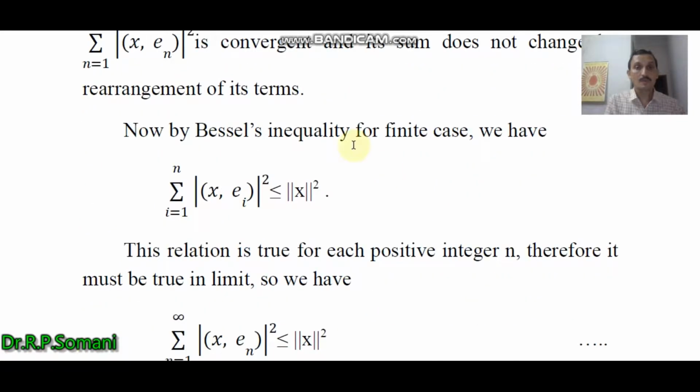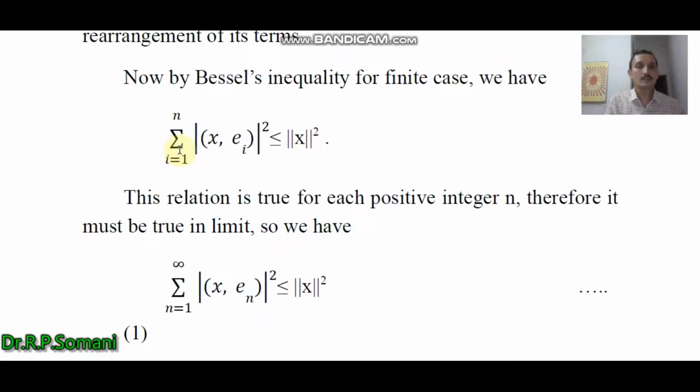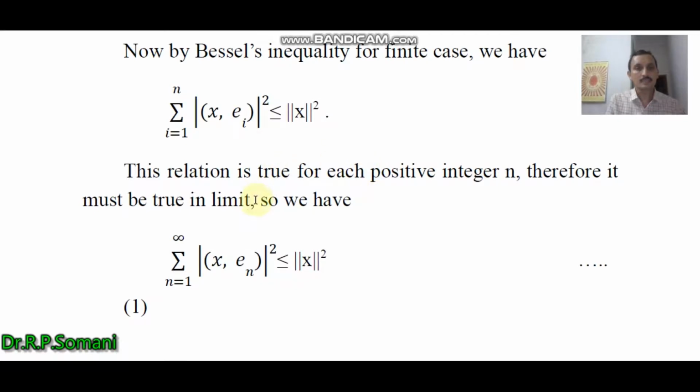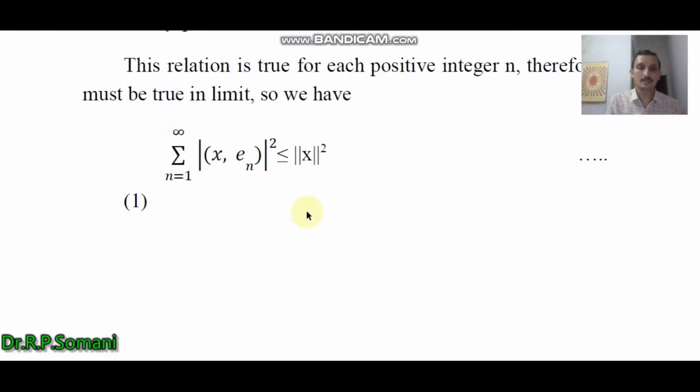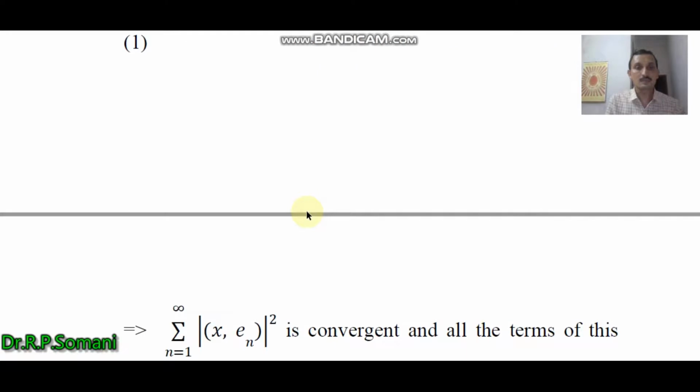Now by Bessel's inequality for the finite case, we have the summation i varying from 1 to n of |⟨x, ei⟩|² less than or equal to ||x||². As this result is true for each positive integer n, it must be true if we take the limit, and in this case we have the summation n varying from 1 to infinity of |⟨x, en⟩|² less than or equal to ||x||². This we denote as equation number 1.